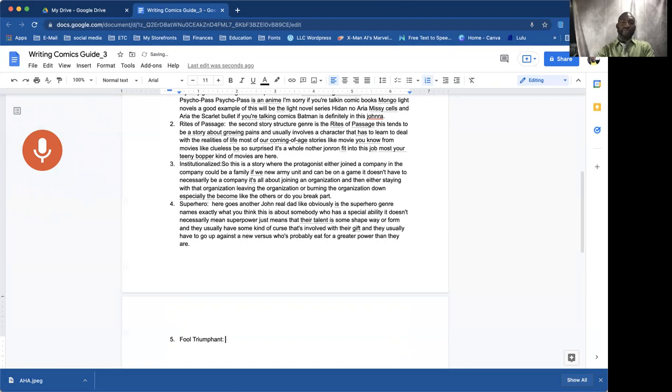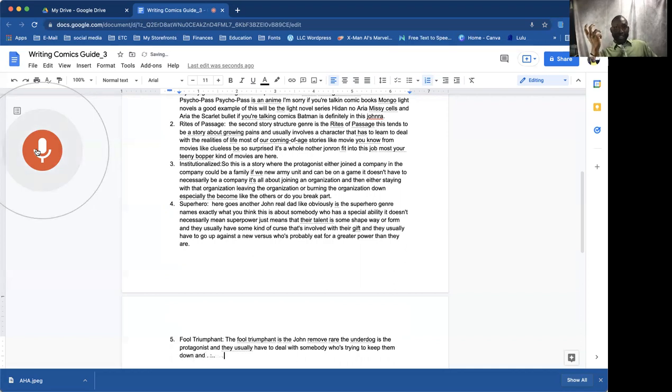The fool triumphant is the genre where the underdog is the protagonist, and they usually have to deal with somebody who's trying to keep them down. And the fool, in this case, our protagonist, learns their lesson and learns how they are special. Think Forrest Gump.